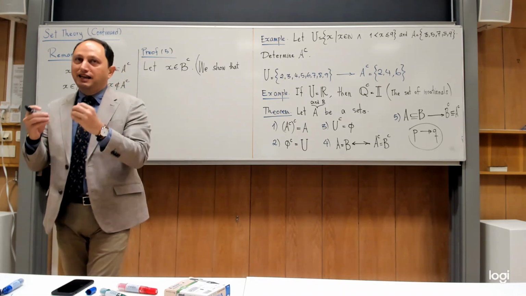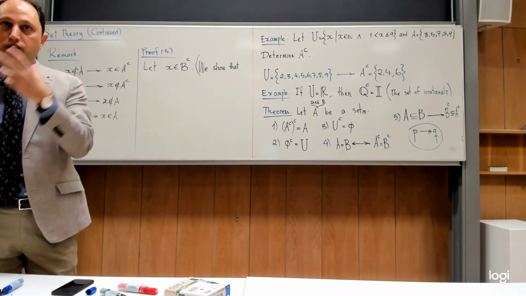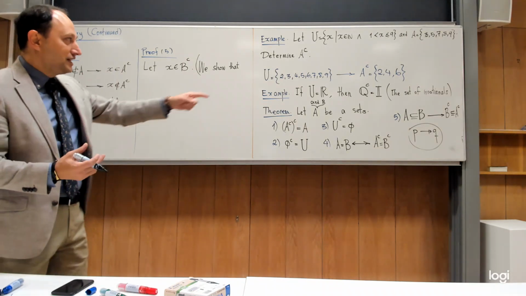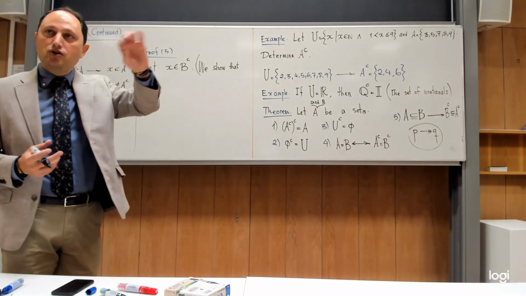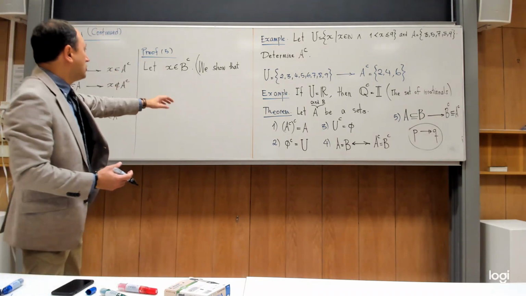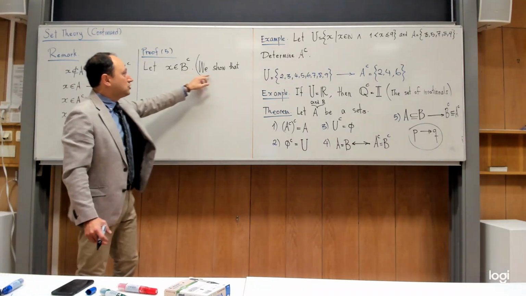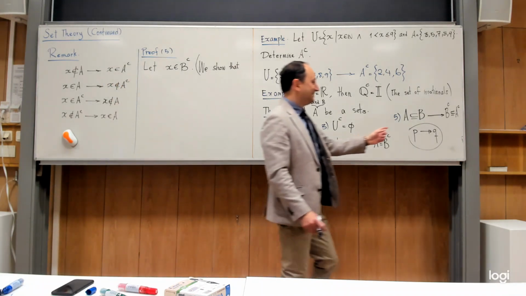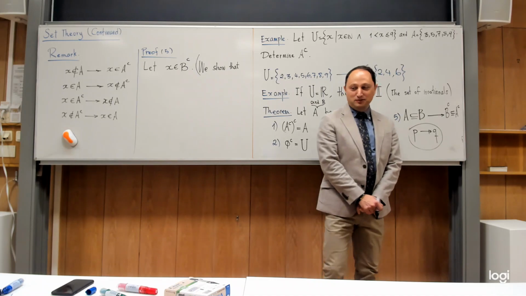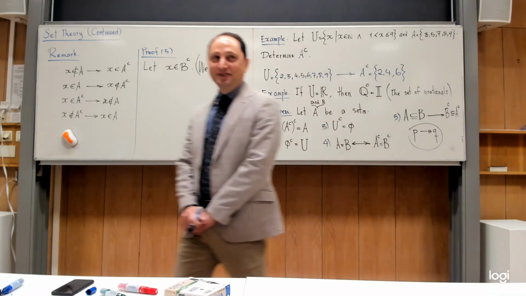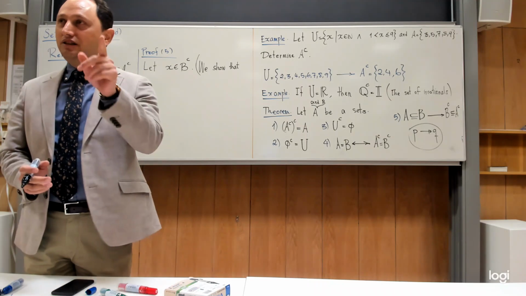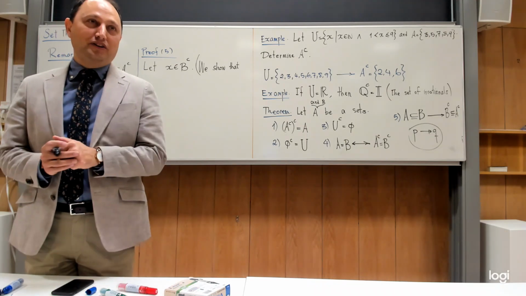So let me take a typical element. I will call it X. Whatever you choose in B complement, let us call that chosen member X. We show that X belongs to A complement. Do you really know that or not?